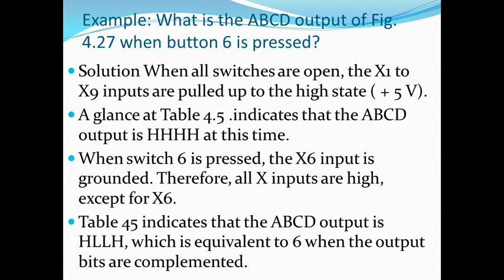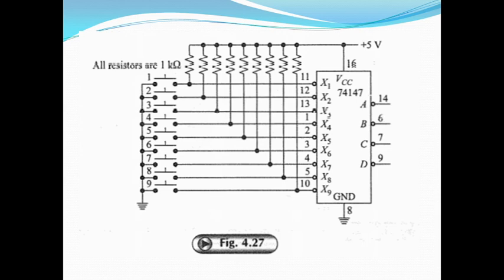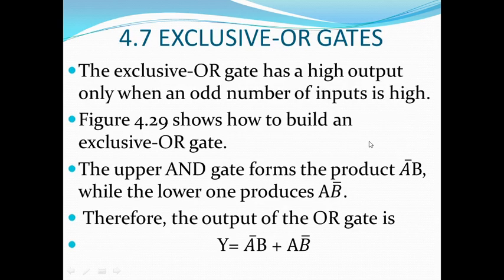When switch 6 is pressed, the X6 input is grounded. Therefore, all X inputs are high except X6. Table 4.5 indicates that the ABCD output is HLLH, which is equivalent to 6 when the output bits are complemented. So here you can see that X6 is pressed, this line is grounded, and X6 is activated. Corresponding to that, you are getting the BCD output.